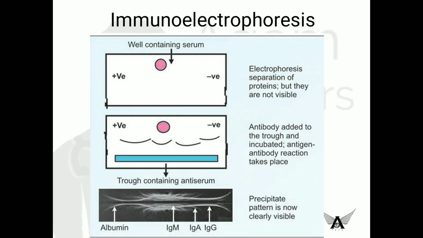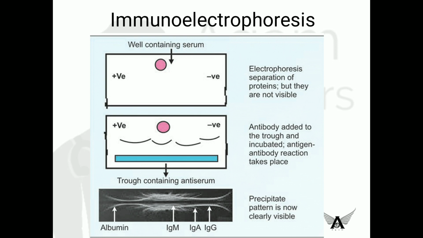Okay. Moving on to immunoelectrophoresis. It is also an important thing. It is based on antigen antibody reaction. It gives very precise results. Okay, what is the procedure? On this electrophoretic slide, we are adding the antigen containing serum to the well. Then the proteins are separated, but they are not visible.